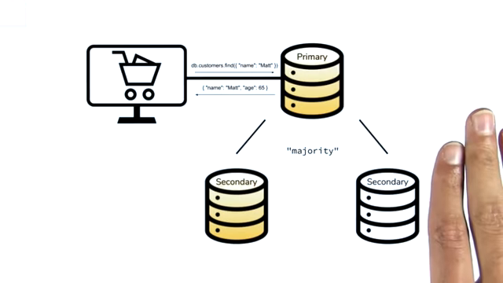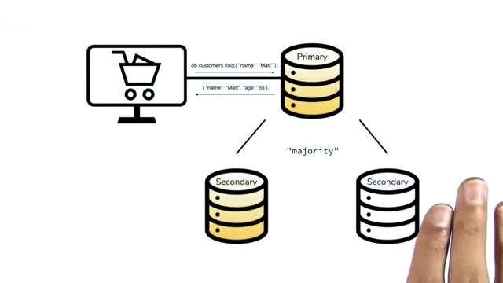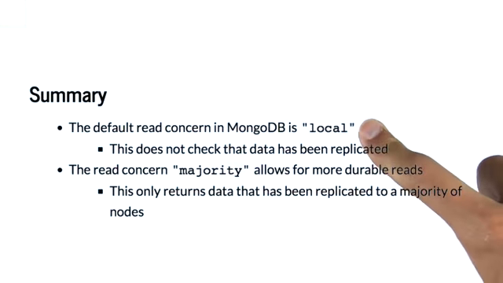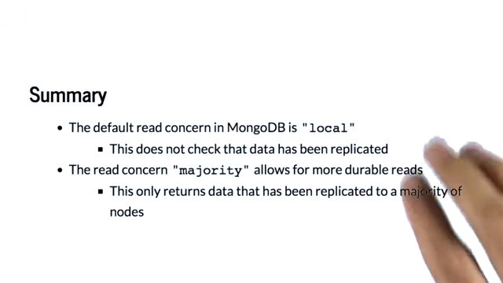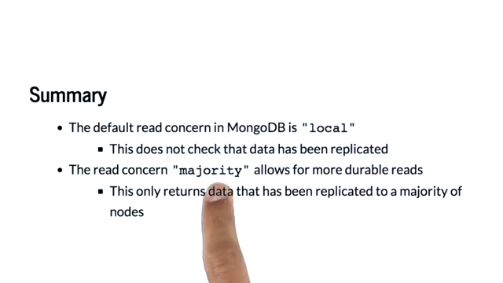If your application's core functionality depends on one read, like checking a user's account balance, then you probably want that read to have a higher durability. So just to recap, issuing a read with read concern local will return whatever copy of the data exists on the primary node in the set. Issuing a read with read concern majority will return whatever copy of data has been replicated to a majority of nodes in the set.